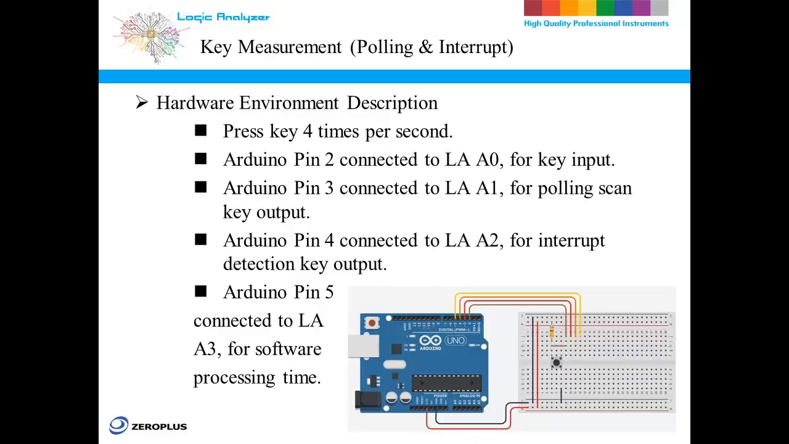The second case is about firmware using polling and interrupt modes to scan keys. On the hardware side, an automatic key pressing machine hits the key 4 times a second. We connect Arduino's pin 2 to the LA's A0, that's your key input signal. Then, Arduino pin 3 goes to LA1, which is for the output when scanning the key with polling. Arduino pin 4 hooks up to LA2, and that's for scanning the key output using interrupt mode. Finally, Arduino pin 5 connects to LA3. This one shows the time it takes for the firmware to process the key press.